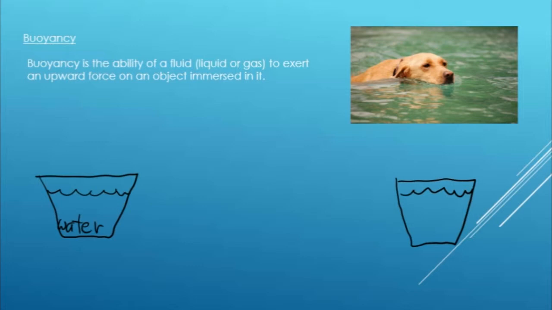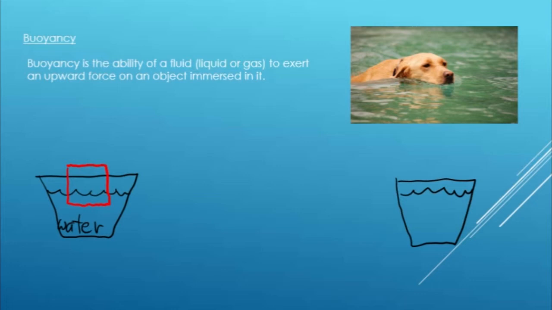Now let's look at buoyancy. Buoyancy is the ability of a fluid, either liquid or gas, to exert an upward force on an object immersed in it. This is somewhat like the normal force your chair is exerting upward right now as you sit in it. So if you were to drop a piece of wood into a cup, it will sink only part way. We'll make this wood red. It will sink only part way in the water.